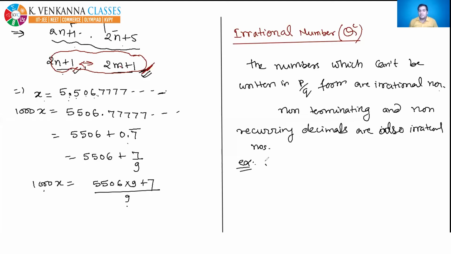Now, for example, root 2. Root 2 is an irrational number. Root 3 is also an irrational number. Or I will say any number which is not a perfect square, any square root of an integer which is not a perfect square, will be irrational.